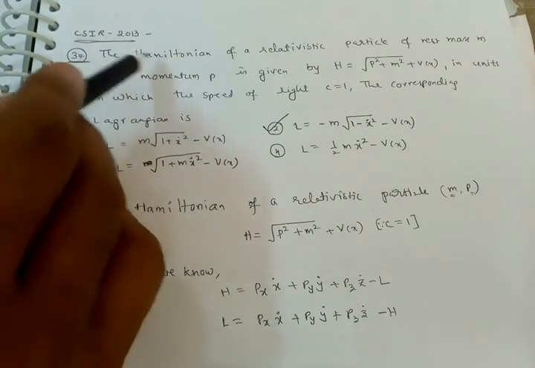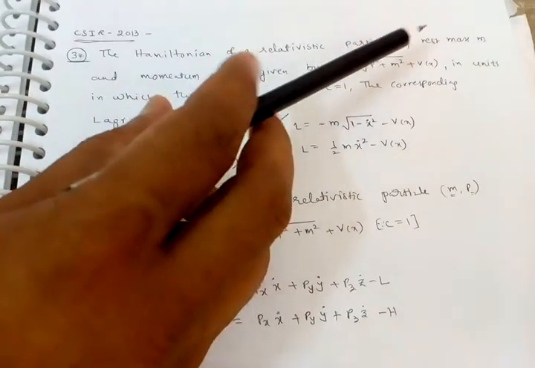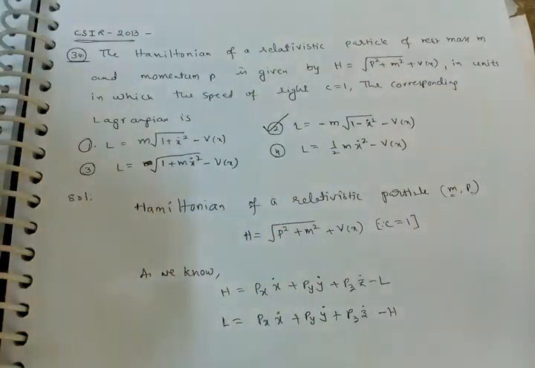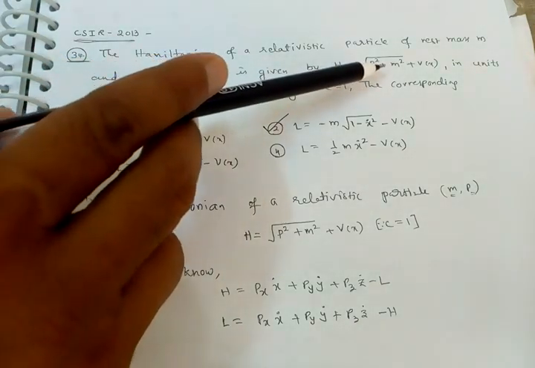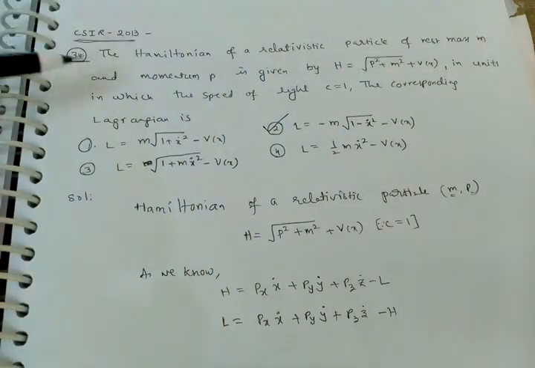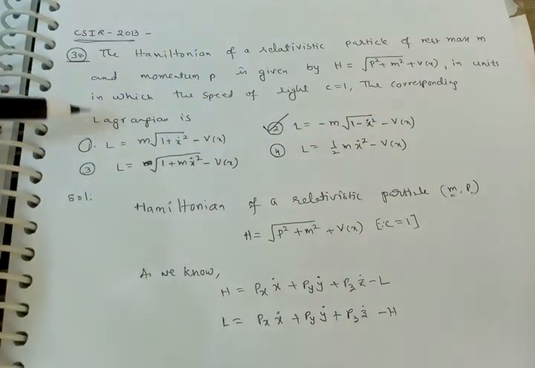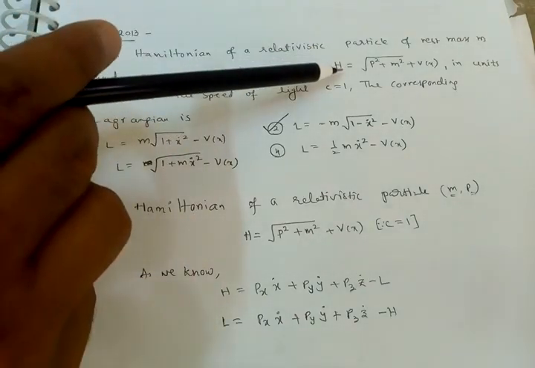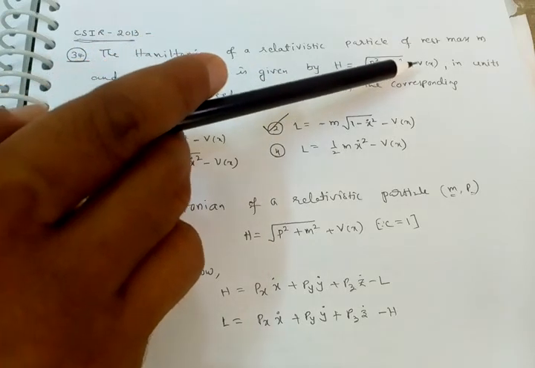So this is the question: the Hamiltonian of a relativistic particle of rest mass m and momentum p is given by H equals the square root of p squared plus m squared, plus V of x, in units in which the speed of light is equal to 1. The corresponding Lagrangian is... So in this question, what we already know is H equals the square root of p squared plus m squared, plus V of x.